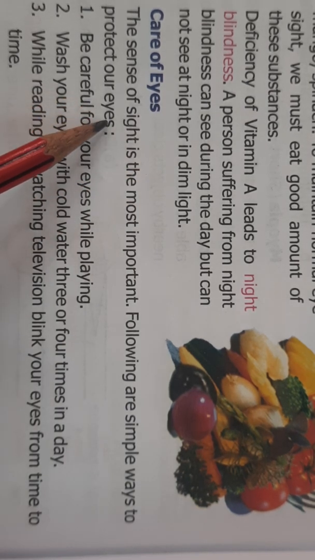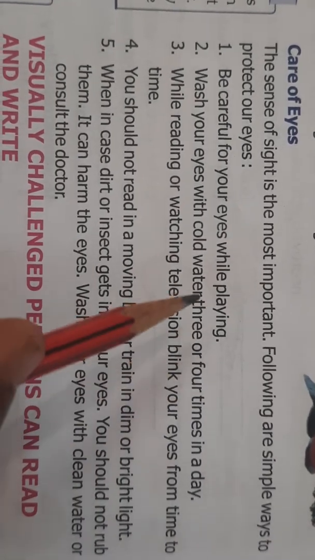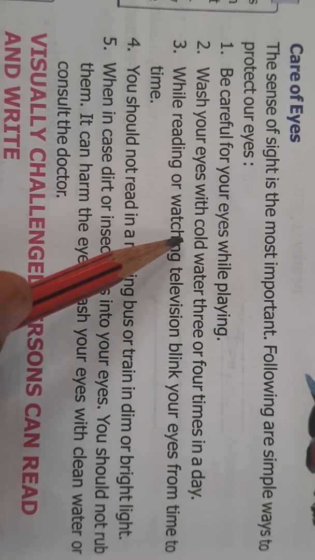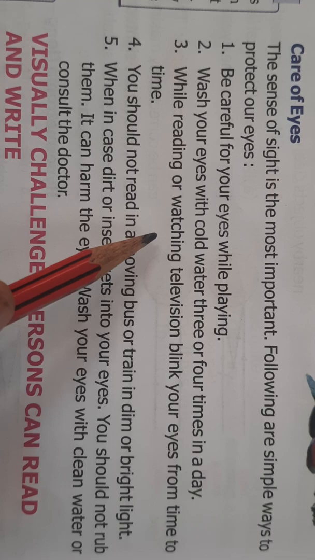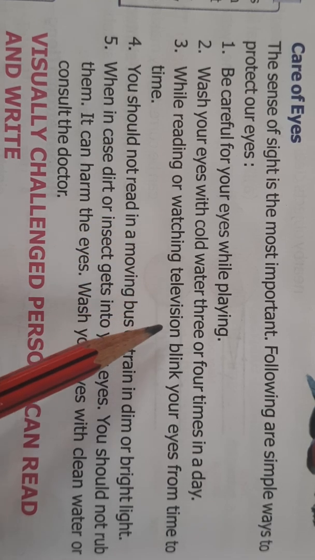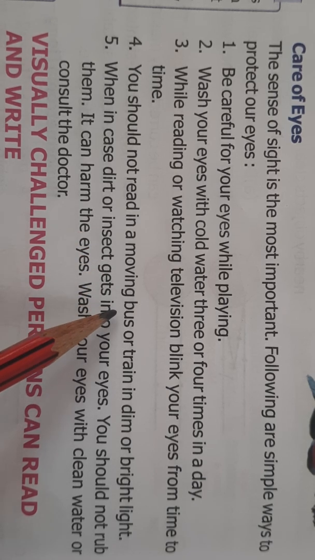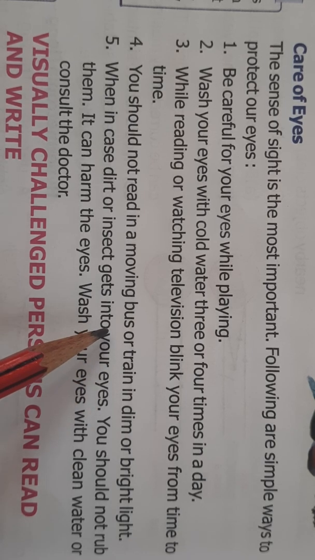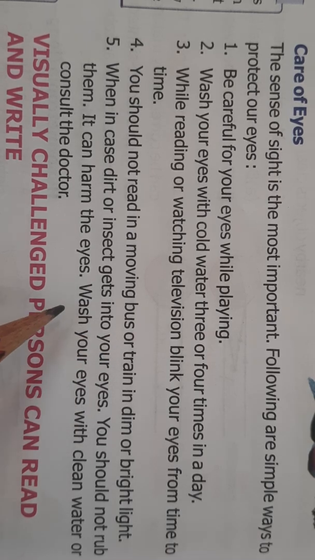So if you have to take care of the eyes, you should always protect our eyes. What should you do? We should always be careful while playing. At least wash your eyes with cold water 3 or 4 times in a day. And if you are watching television or reading, blink your eyes from time to time. And you should never read in a moving bus or train or in a dim light or in very bright light. Usually people have a habit of reading books, magazines, novels when they are traveling by bus or train. But that is not at all good for our eyes.